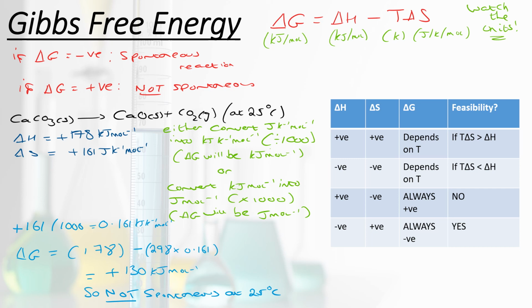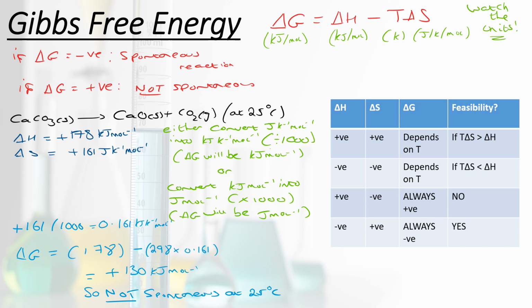So as I said, either convert the entropy from joules per Kelvin per mole to kilojoules per Kelvin per mole, or convert your enthalpy that's in kilojoules per mole into joules per mole. I always prefer to change my entropy into kilojoules per Kelvin per mole because that gives us our delta G in kilojoules per mole, which is the unit it's most normally required for. So to do that, I have to divide my entropy value by 1,000. So I get 161 divided by 1,000 is 0.161 kilojoules per Kelvin per mole.